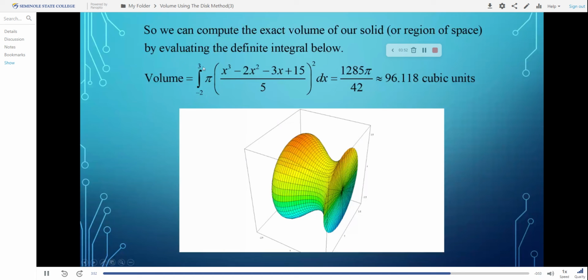Got this thing from -2 to 3, pi times. Now here's your function. Your function itself gives you the radius of a cross section. If you square that and multiply by pi, you've got the area of a cross section. And if you multiply that by a little thickness, you have the volume of a cross-sectional disk. And it turns out that this calculation here, using calculus, and something called an antiderivative and the fundamental theorem of calculus, actually gives you the exact volume of the solid.